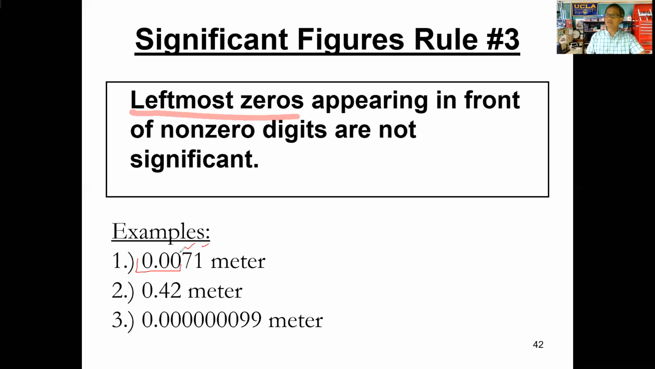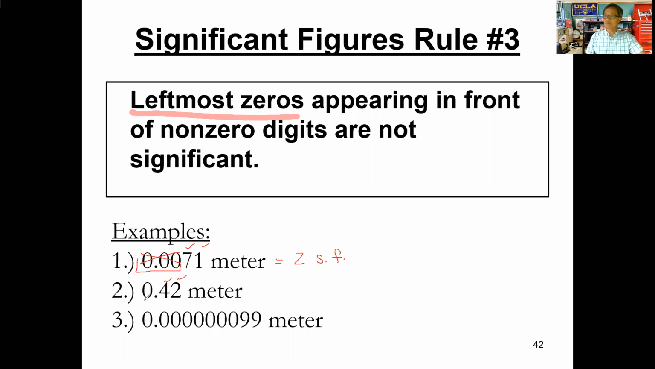They do not count. They are not significant. So therefore, this number will have 2 significant figures. Okay. All right. Let's take a look at the second measurement. The second measurement here, the 4 and the 2 are non-zero digits. We expect those to count.